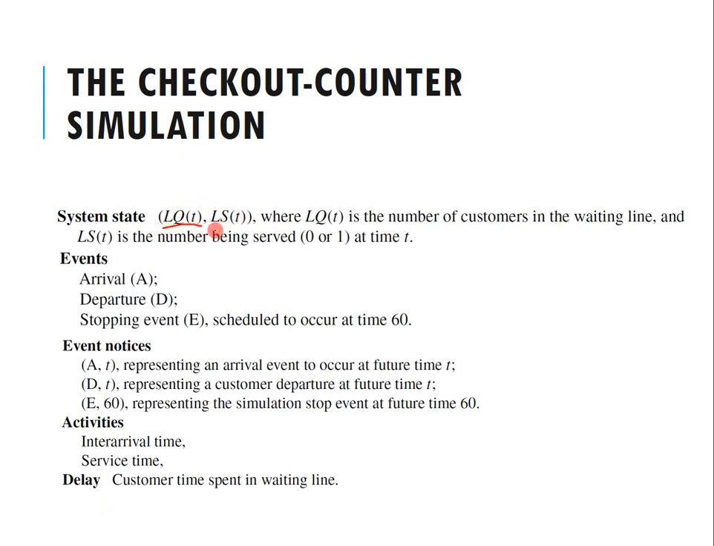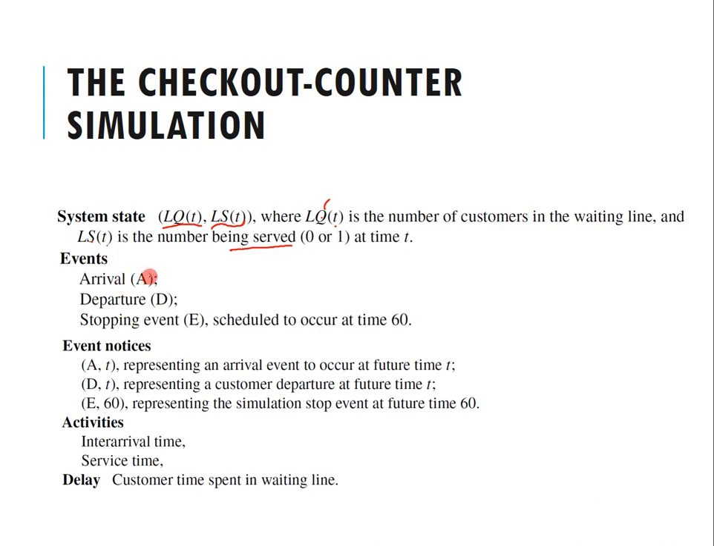Before we go through that example, you need to know these terms first: LQ(t) and LS(t). L refers to the number of customers in the waiting line, in the queue. Q represents queue, so LQ(t) is the number of customers in the queue or waiting line at time t. And LS(t), where S represents being served, is the number of customers being served at time t.